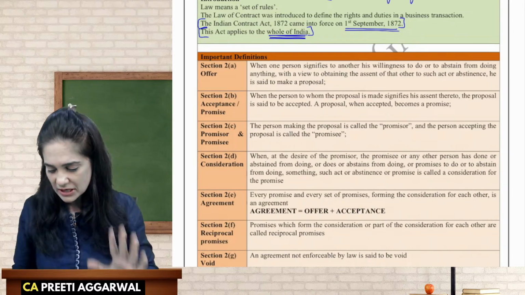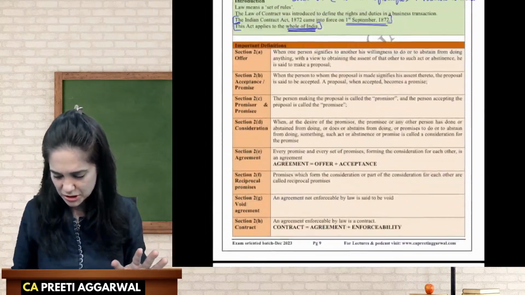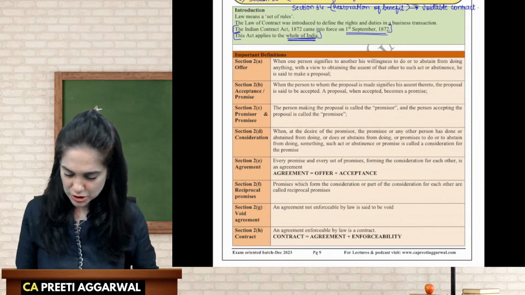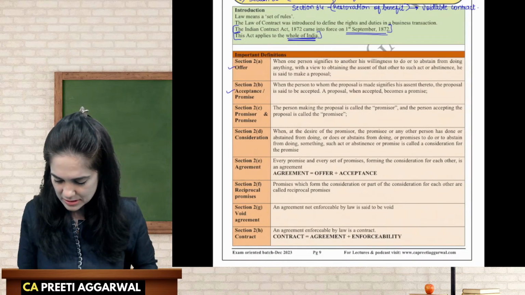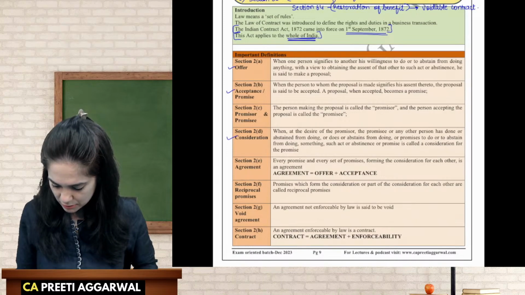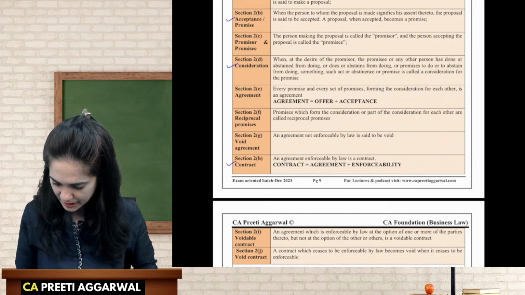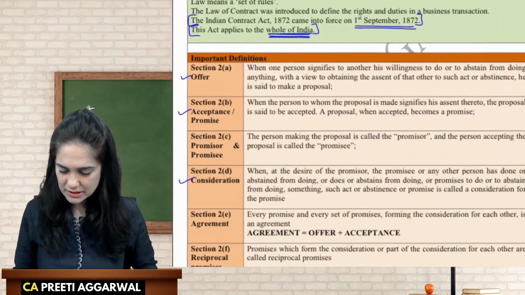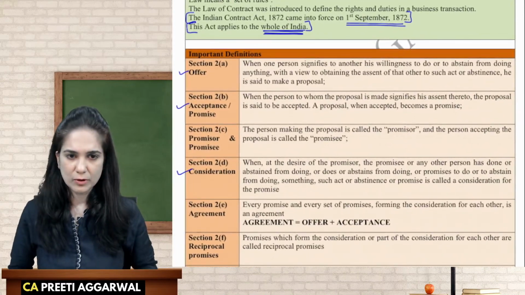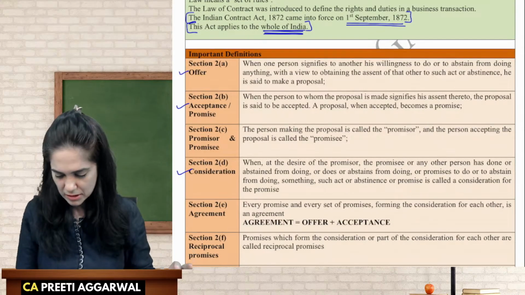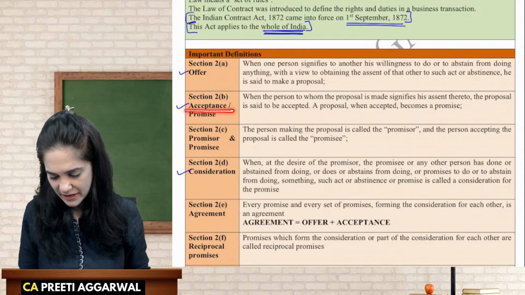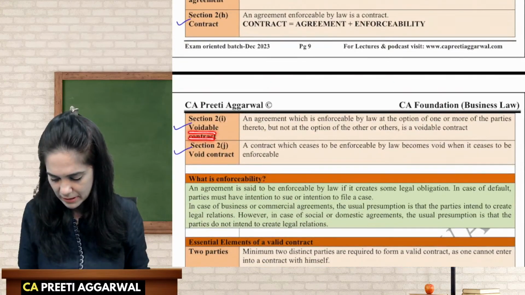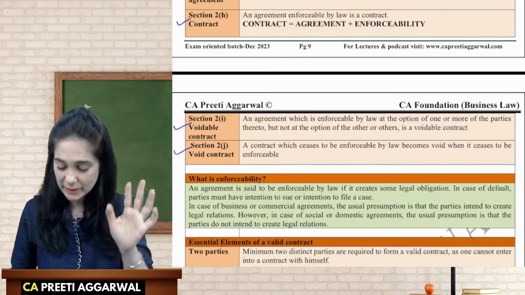Now, let us understand from these definitions which definition is most important for the exam. If I go through all the definitions: offer, acceptance, consideration, contract, voidable and void contract. These are the important definitions for the exam. So you need to properly learn the definition of offer, acceptance, consideration, contract, voidable contract and void contract.